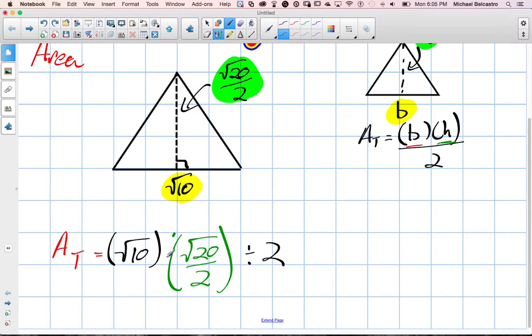Do you know another way of writing divided by 2? What can we multiply by? 0.5. Yeah, times 0.5, or as a fraction, times a half. Let's do that instead, because we're already working with fractions. So let's multiply by a half, and that'll make this a lot easier to look at.